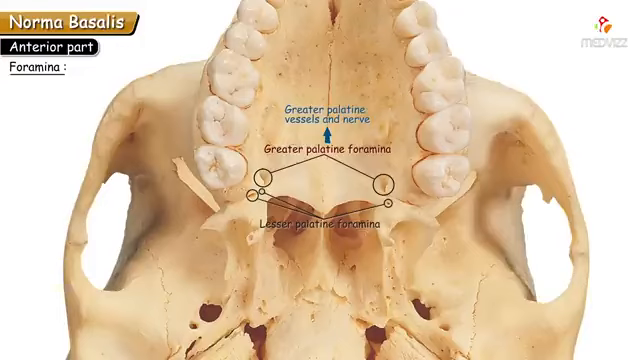Let's talk about lesser palatine foramen. These are minute, tiny foramens. They are around 1 to 3 foramina located just behind the greater palatine foramen on each side near the pyramidal process of palatine bone. And this lesser palatine foramina transmits lesser palatine vessels and nerves. So it is easy to remember. Greater palatine foramen transmits greater palatine vessels and nerve, and lesser palatine foramen transmits lesser palatine vessels and nerves.